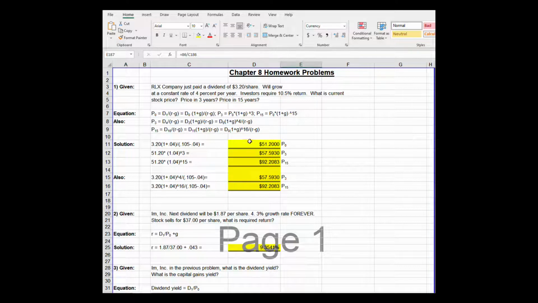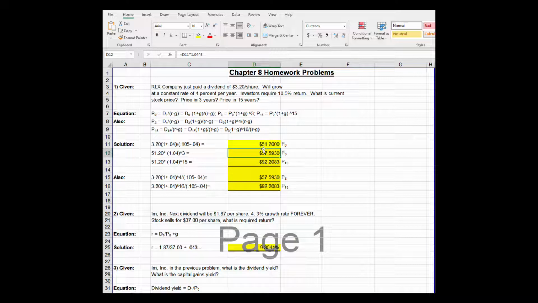So using the math here for P0, I get D1 over R minus G. D0 is 3.20 because it said just paid. If it said next dividend, that would already be D1, and we would just plug it in. But since it says just paid, I have to take it out one year. So D0 times 1 plus G over R minus G, I get $51.20.